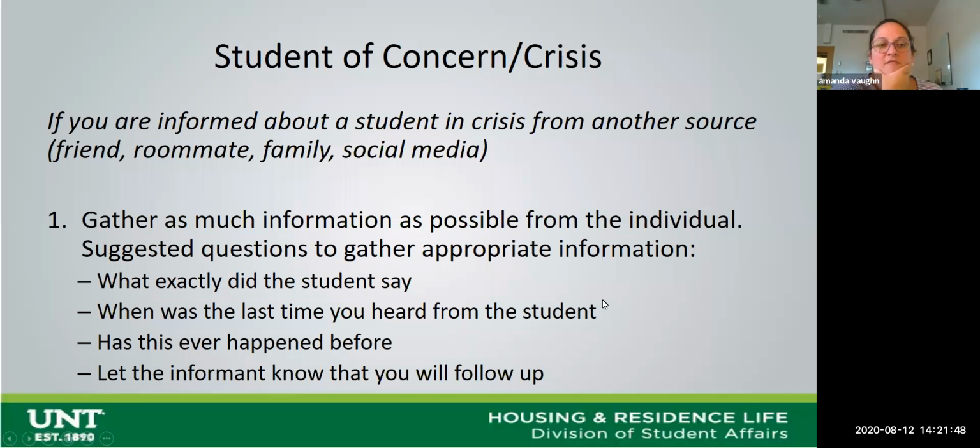All right. If you are informed about a student in crisis from another source, which we mainly get from Facebook, or someone sends a message to one of their friends and then they forward that on to you as the RA, and the resident might not even be your resident, but the person who's telling you about it is your resident. Gather as much information as possible from the individual. Use the suggested questions to gather appropriate information, like what did the student exactly say. If they have the text message or the tweet or whatever it is that they sent, or a screenshot, have them share that with you.